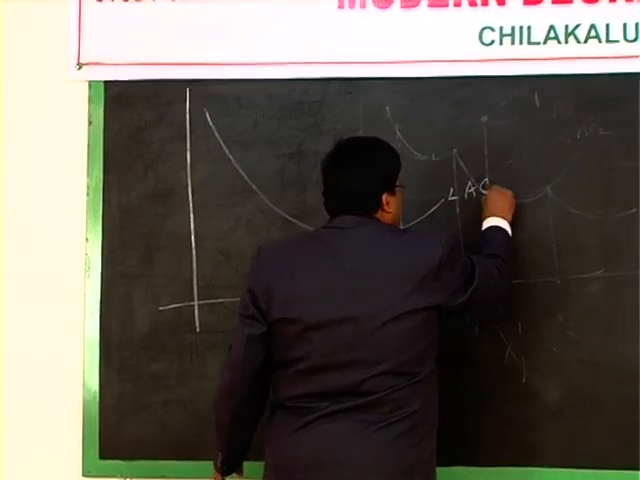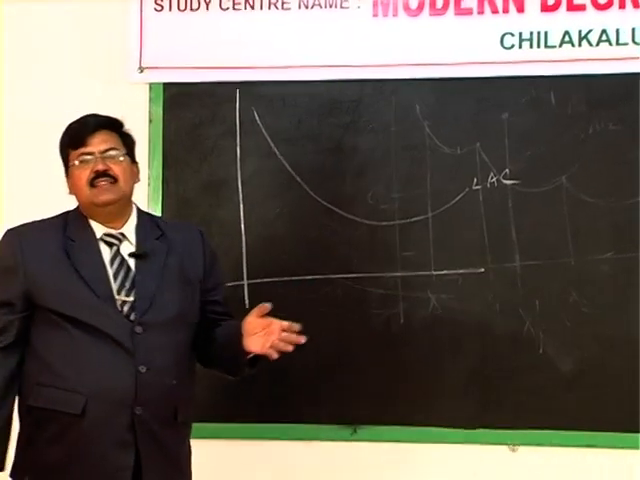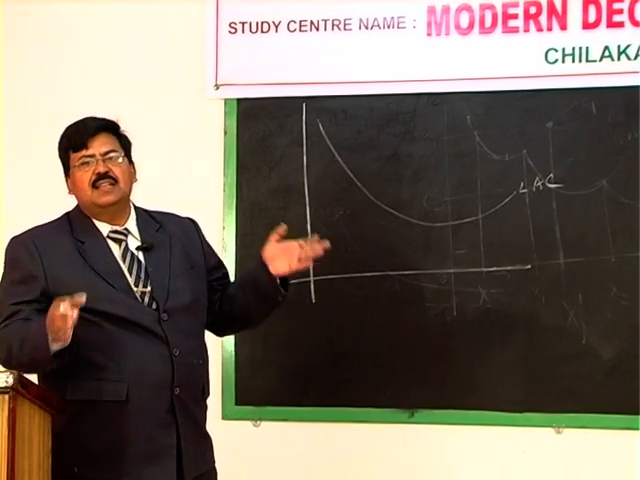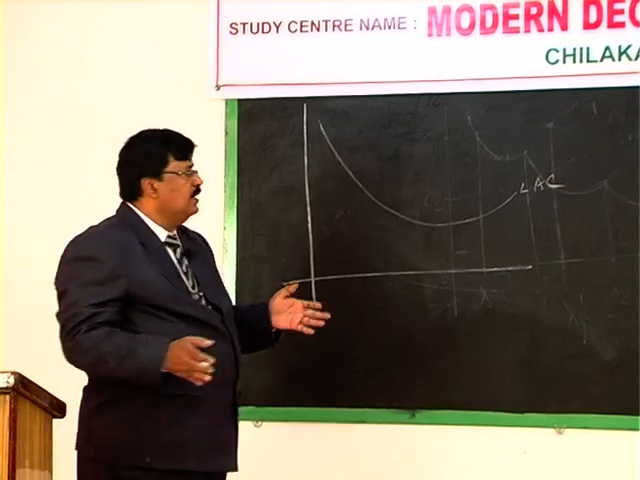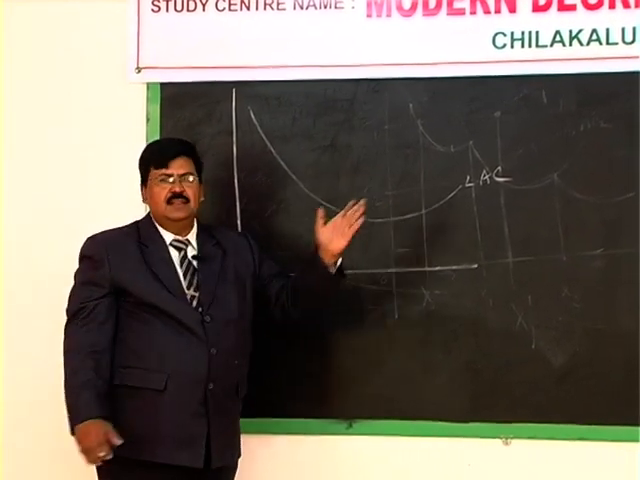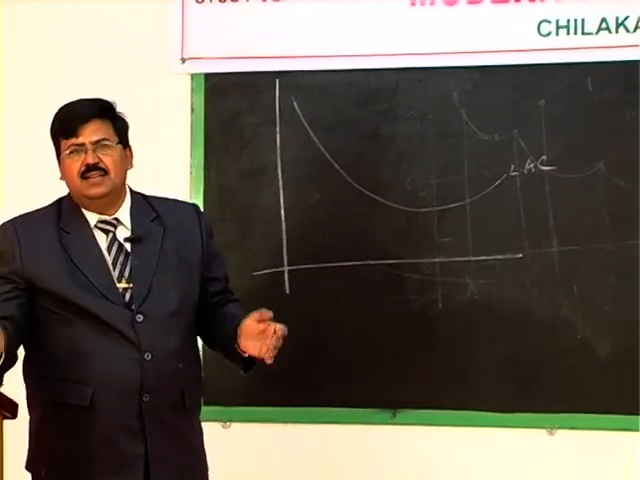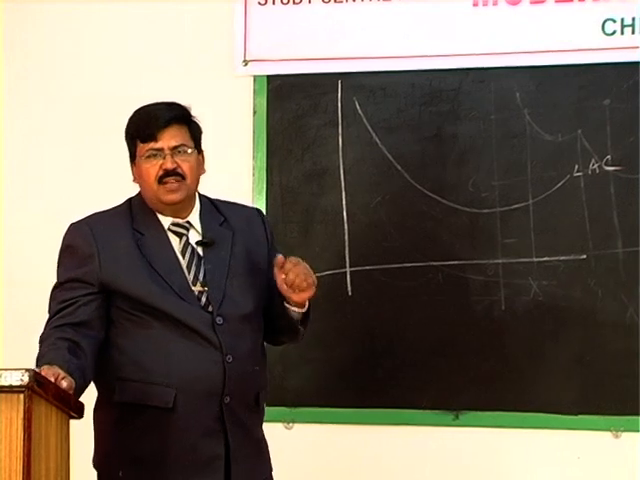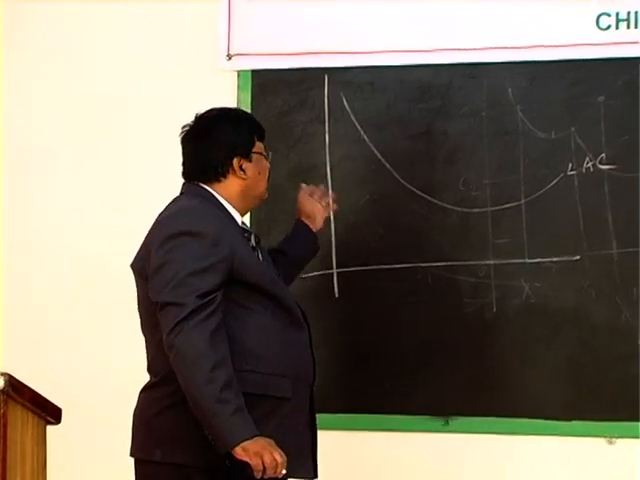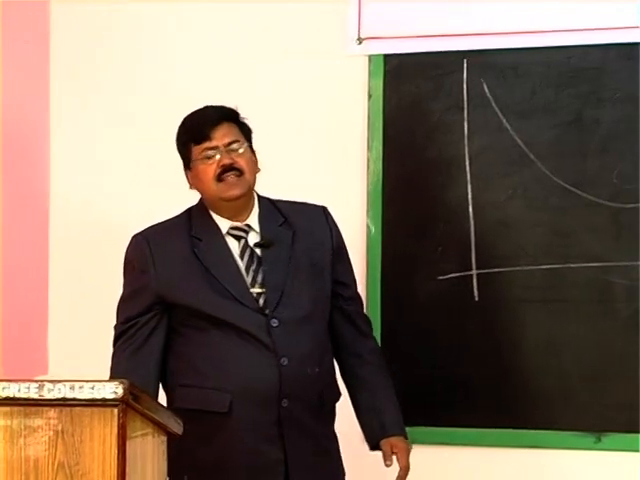This is LAC. Look at the shape of LAC. It is also U-shaped, just like SAC, but the U shape is less pronounced here. It is more flat compared to short-run average cost. Long-run average cost is more flat. The U shape is less pronounced. We will see the reasons for the curvature of LAC later. Let us derive the LAC.